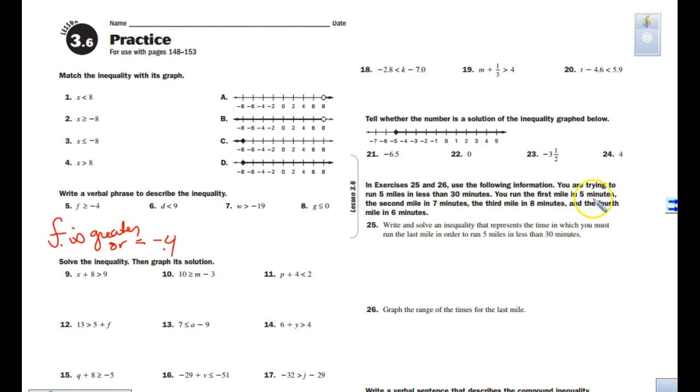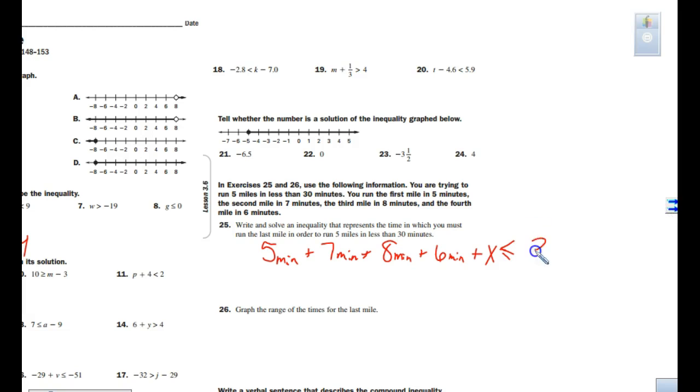You run the first mile in 5 minutes. So, first mile, 5 minutes, right? Plus the second mile, you run in 7 minutes. The third mile, you run in 8 minutes. The fourth mile, you run in 6 minutes. And the question is, we got to run the last mile, right? X. And it has to be less or equal to what? 30 minutes, right? So we're going to add all these together.